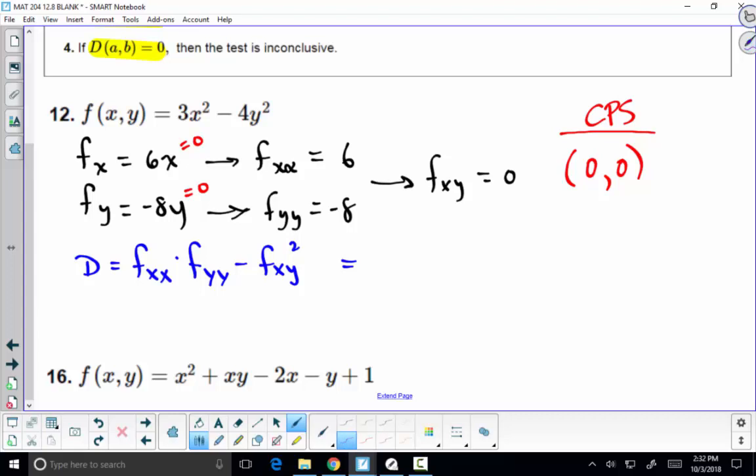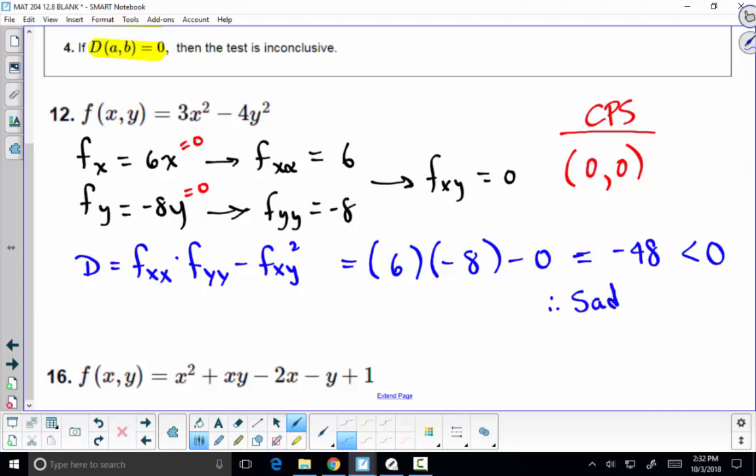So f sub xx at 0 is 6. F sub yy at 0 is negative 8. So we end up with negative 48, which is less than 0. So our conclusion, therefore we have a saddle point. So saddle point at 0, 0.